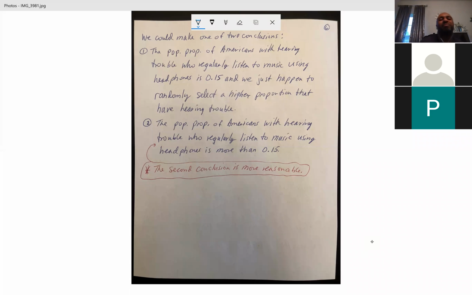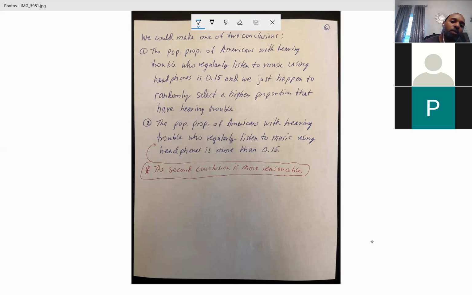So to close out this problem, we can make one of two conclusions. The population proportion of Americans with hearing trouble who regularly listen to music using headphones is 0.15, and we just happened to randomly select a higher proportion having hearing trouble. In other words, what we had was unusual, so you chose a sample that just so happened to have a high proportion of people with hearing trouble. Or the population proportion is more than 15%. And the second one is more reasonable.